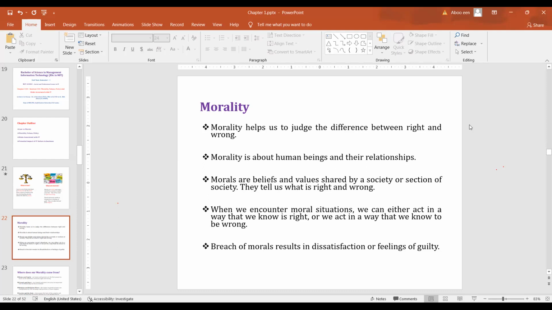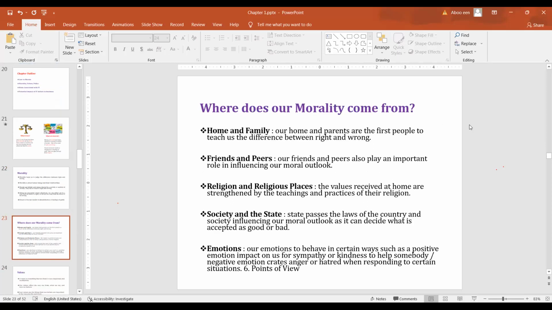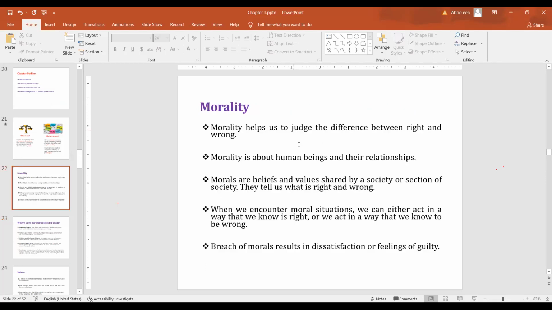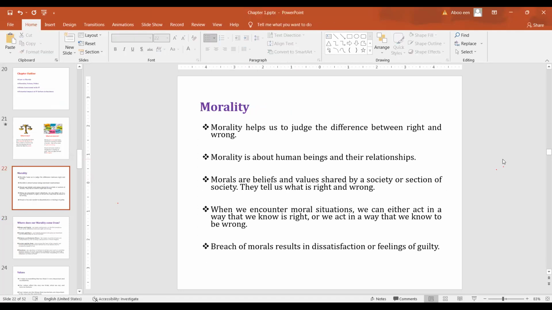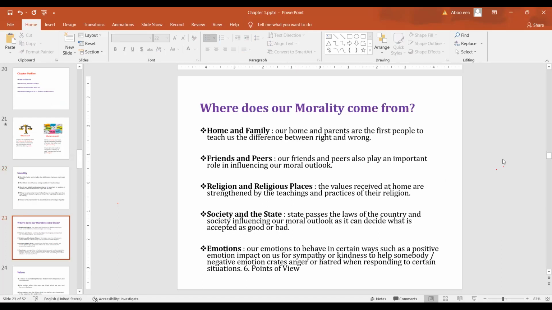Okay, great. Now we will discuss where our morality comes from. So now we know morals are beliefs and values shared by the society, or a group of people in the society. Now we will discuss where we are getting these morals.